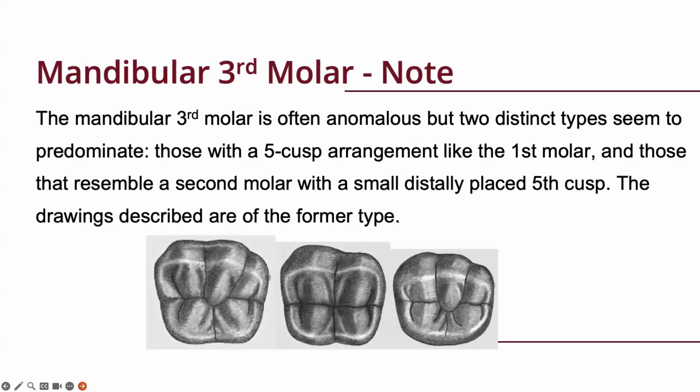Note that the mandibular third molar is often anomalous, but two distinct types seem to predominate: those with a 5-cusp arrangement like the first molar, so like a miniature version of the first molar, and those that resemble a second molar with a small distally placed 5th cusp. The drawings we're going to review here are of the former type, the one that matches the mandibular first molar, but is a little bit more miniature and rounded version of it.